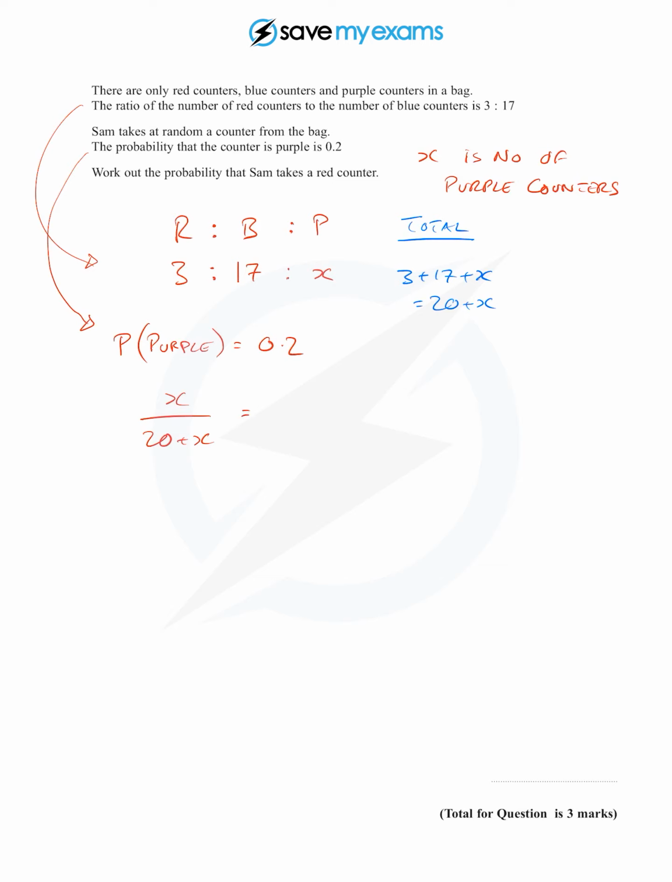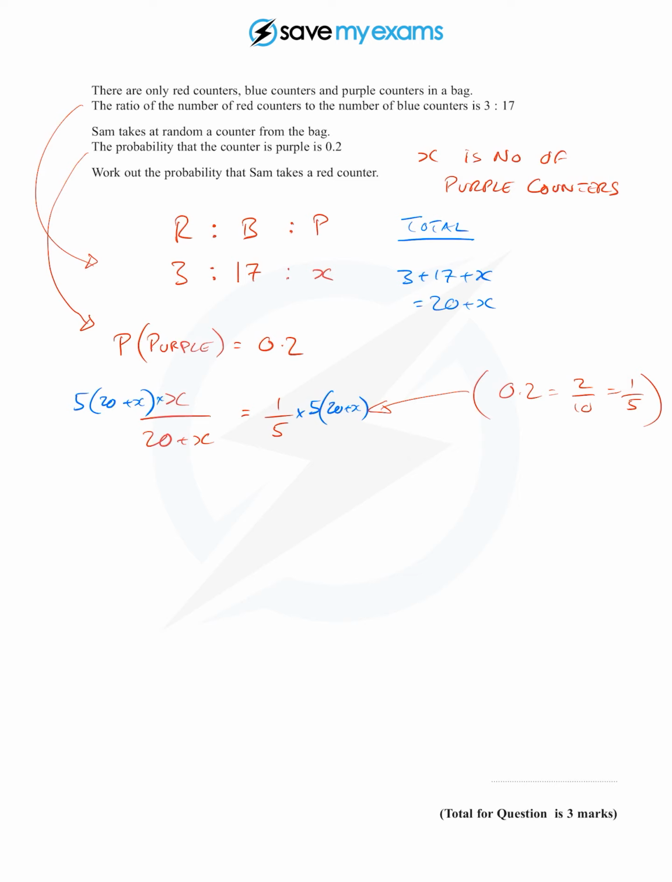What do I know about 0.2? Well, that's 2 out of 10, is it not? So let's cancel that down to 1 out of 5. I just think it might be easier to use 1 out of 5. Okay, now, how do I solve this equation? I get rid of fractions first of all, don't I? So I need to multiply both sides by the bottoms. So by 5 and by 20 plus x. And if I multiply that side by 5 and by 20 plus x, I must multiply that side by 5 and by 20 plus x as well.